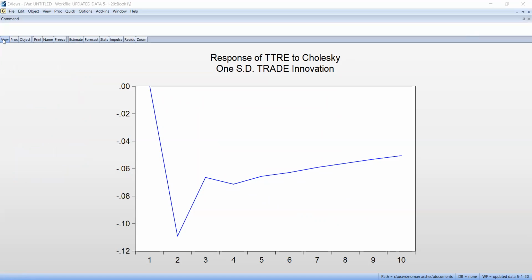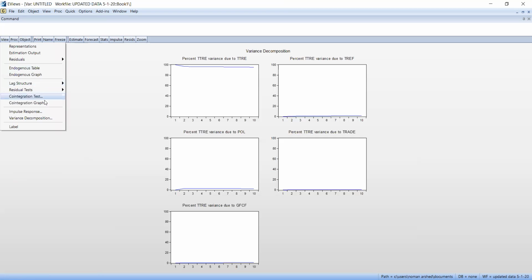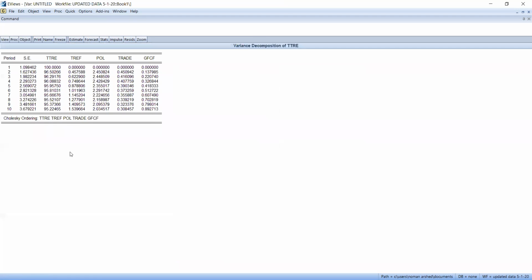Then the last thing that people usually use is the variance decomposition. In the variance decomposition, these are the variables. What I will do is make a graph. No, it's better to interpret via table. So let's go for a table. It shows us, for each time period, what proportion of each variable is explained. At the first time period, there was 100% change in the tax revenue.